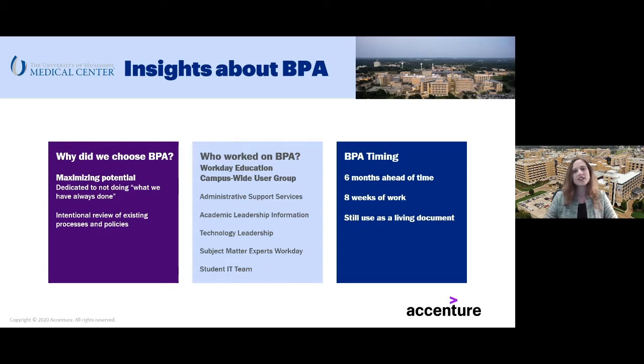We actually had the opportunity and the advantage to conduct our BPA sessions 6 months in advance of the start of our project because we were the last phase of the overall Workday implementation. Our meetings took place over roughly an 8-week period. As part of this process, we found there were multiple advantages.